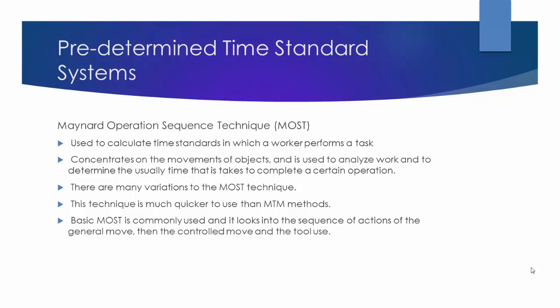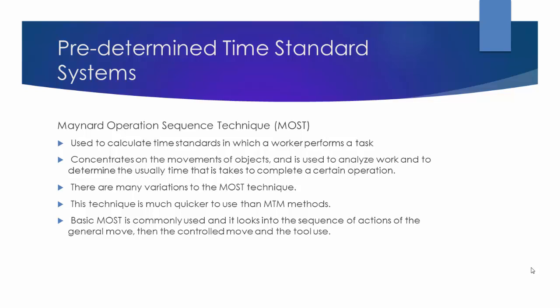It is used to calculate the time standards in which a worker performs a task. It concentrates on the movements of objects and is used to analyze work and to determine the usual time that it takes to complete a certain operation. There are many variations to the MOST technique. This technique is also quicker to analyze and use than the MTM methods.